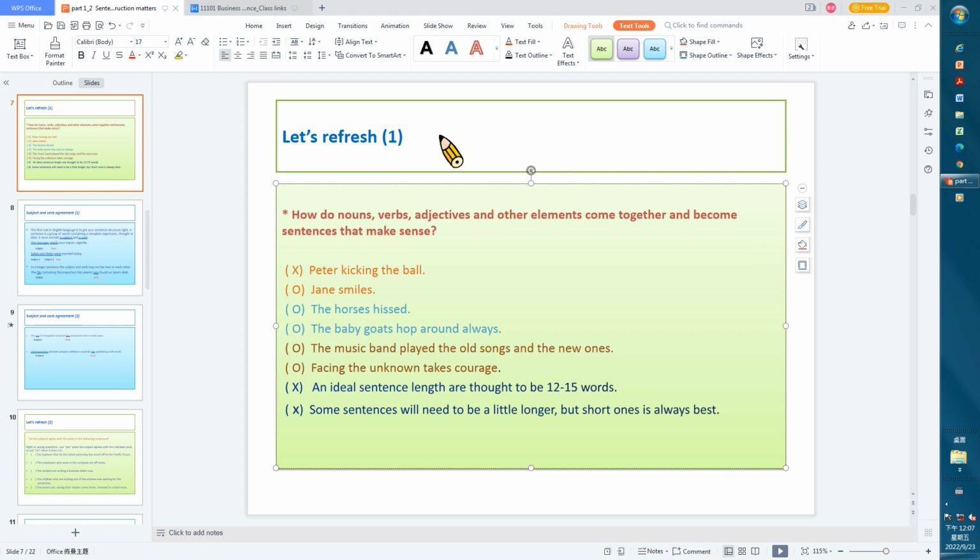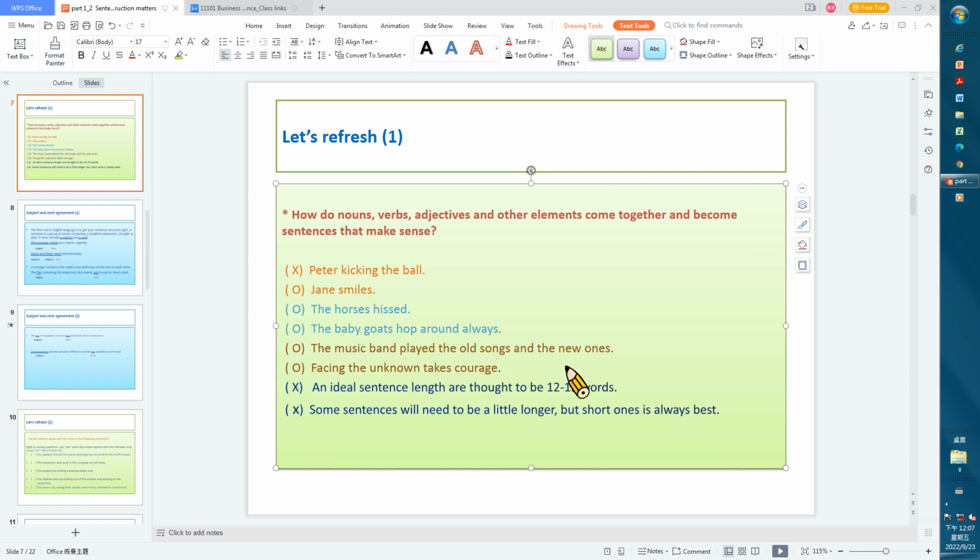That's refresh 1. How do nouns, verbs, adjectives and other elements come together and become sentences that make sense? Number 1. Peter kicking the ball. Number 2. Jane smiles. Number 3. The horses hissed. Number 4. The baby goats hop around always. Number 5. The music band played the old song and the new ones.